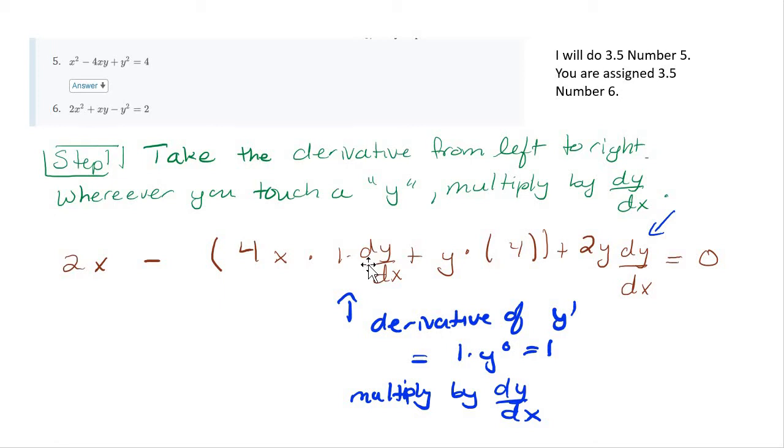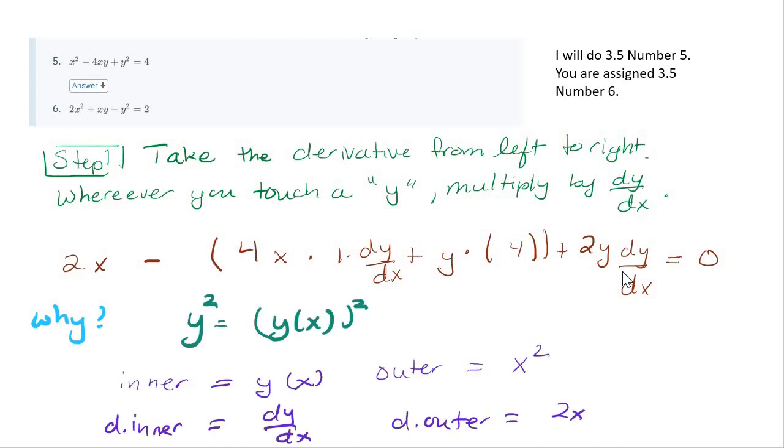Just pointing that out, derivative of y to the 1 is 1 times y to the 0, which is 1. But since I just did stuff with a y, I multiply by dy/dx. The same thing here in the last term. I've just taken the derivative of something with a y in it, so I multiply by dy/dx.